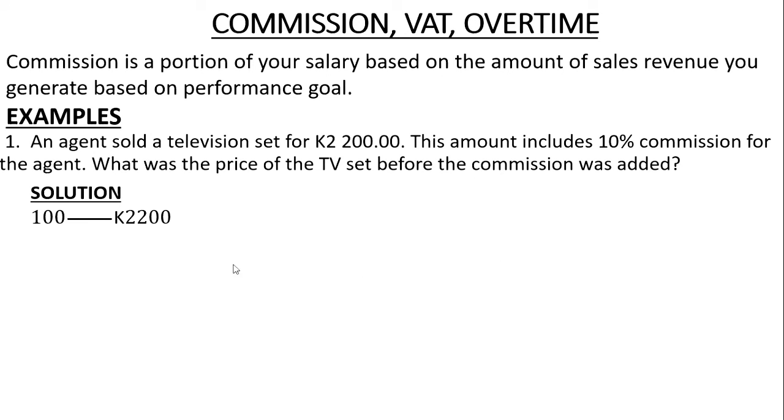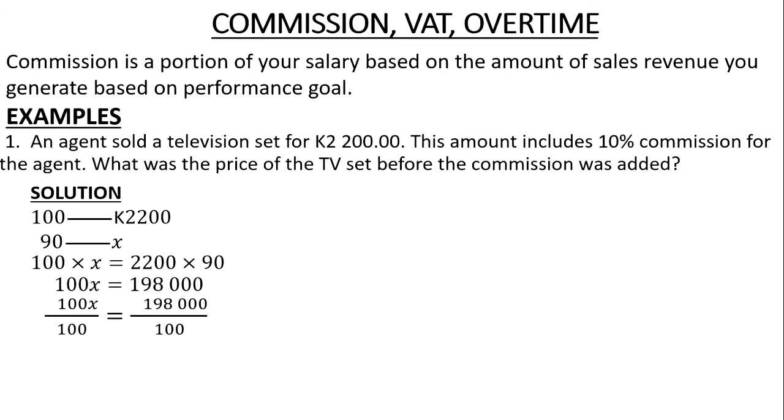90%. So say 90 to x, which we don't know, and then we'll cross multiply. 100 times x equal to 2,200 times 90. 100 times x is giving us 100x. 2,200 times 90 is giving us 198,000. To find the value of x, we'll divide both sides by 100. Our x is equal to 1,980. The price was 1,980 before the 10% commission was added.